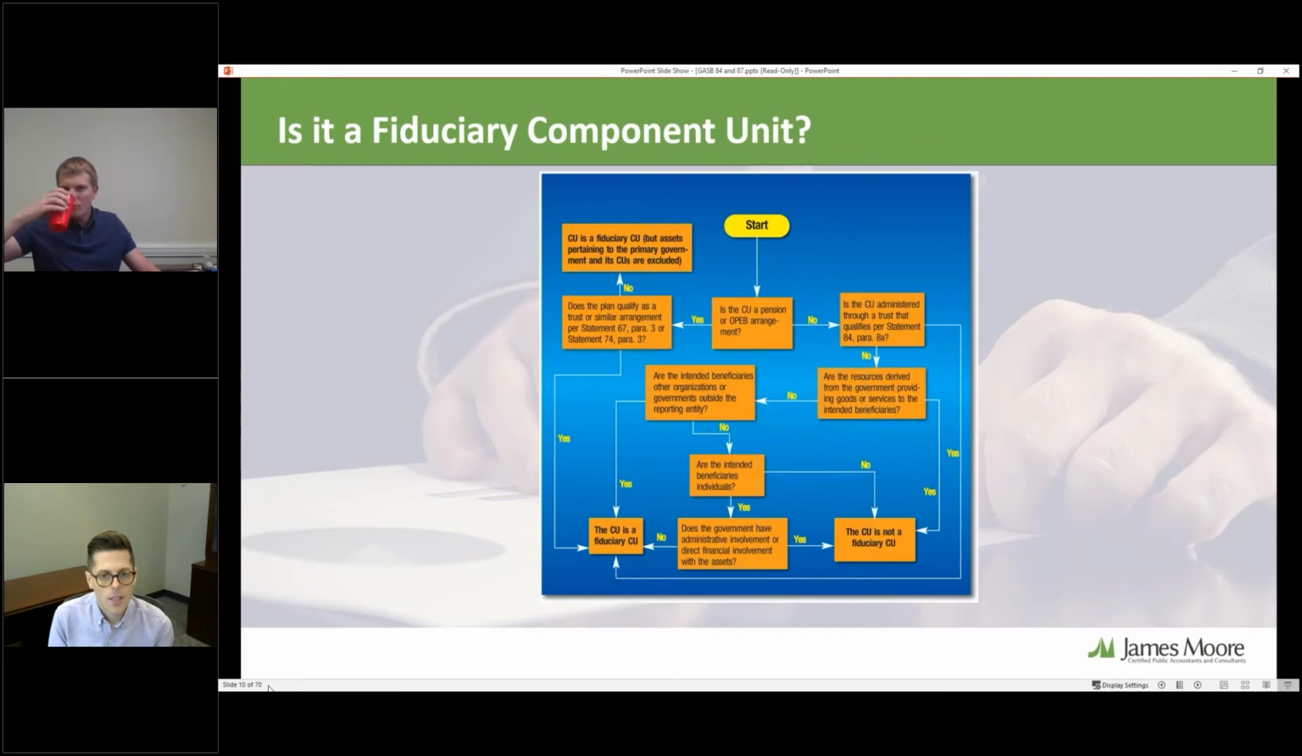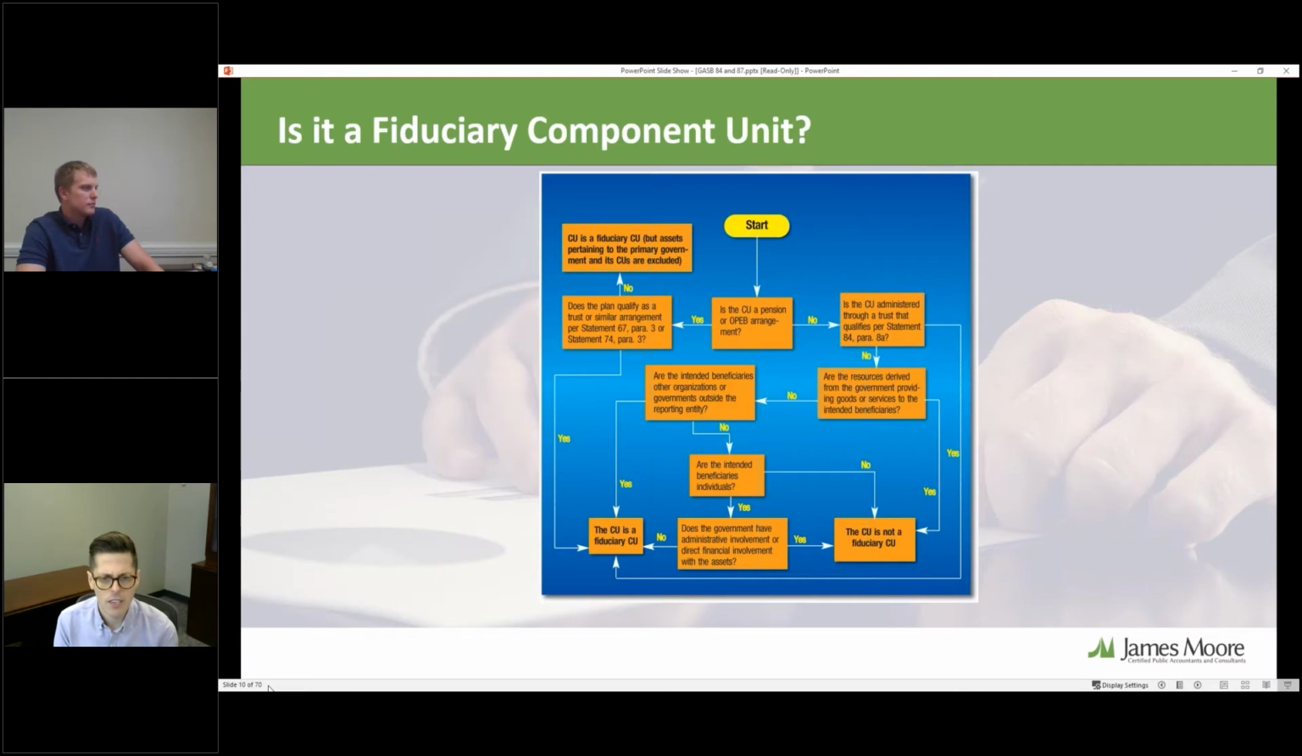So this flowchart, I think, is great in explaining how to determine if you have a fiduciary component unit. And throughout this presentation, you'll see a couple more that I think are just a great illustration of the thought process of determining this. The standard can be a little wordy for what at the end of the day can be sort of cut and dry.